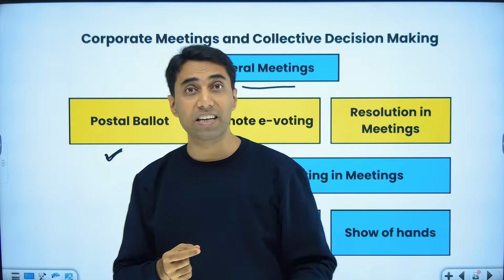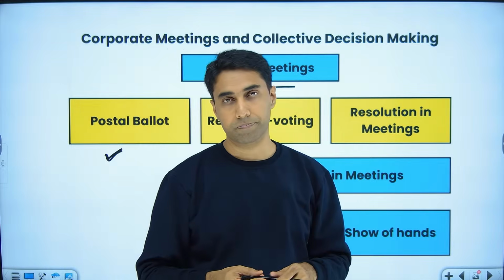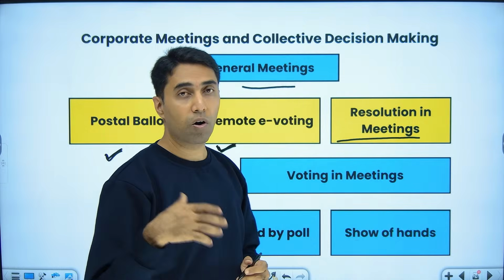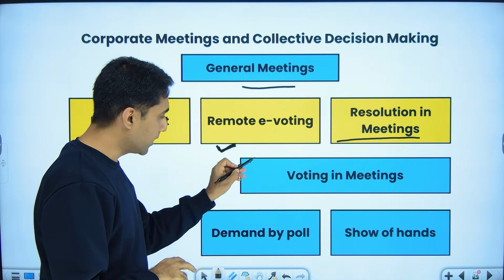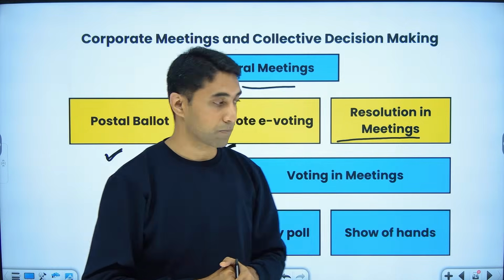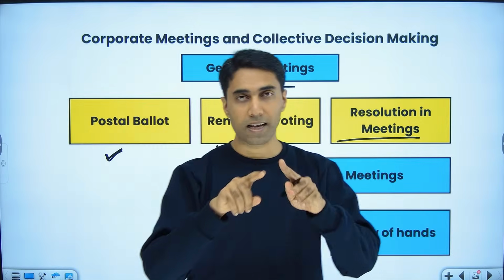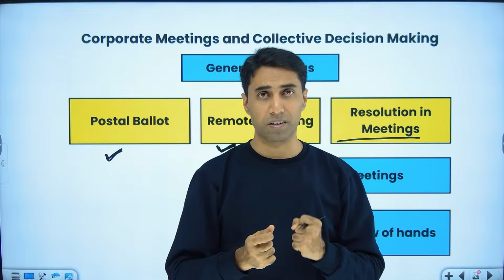But when we give them a chance for remote e-voting, more and more people can participate. So what are the resolutions in the meetings? I told you ordinary and special resolution, which already gave you an idea. Voting in the meeting. So how do you vote in a meeting? The simplest is by show of hands, and the other one is demand for poll, where there is an actual ballot paper and you vote. So this is the introduction that I am giving you.